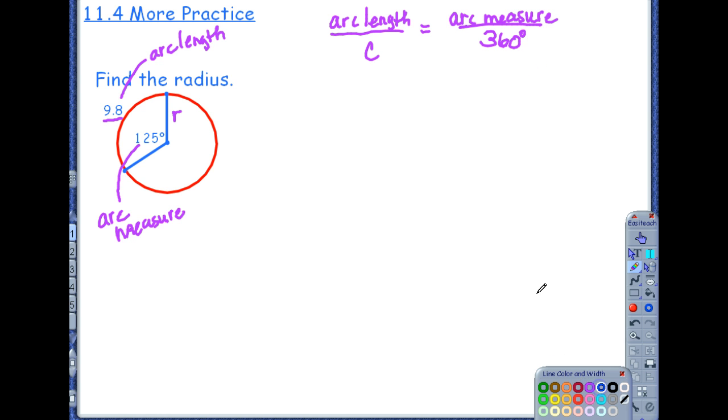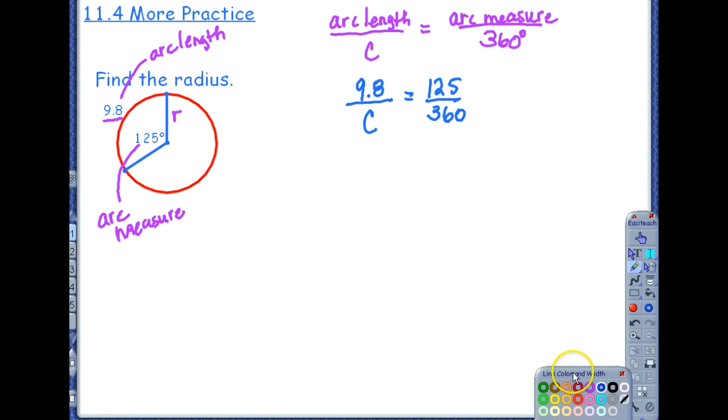So, arc length, we know that is? That's the 9.8. We don't know the whole circumference yet. I'm just going to leave that as circumference. We'll talk about what we'll do with that in just a minute. Arc measure? That's 125 out of the 360. Now, notice this proportion actually is not helping you find the radius directly. It helps you find the circumference. But if you know the circumference, could we find the radius? Definitely, because we know the formula for circumference of a circle. So we'll talk about that in just a minute.